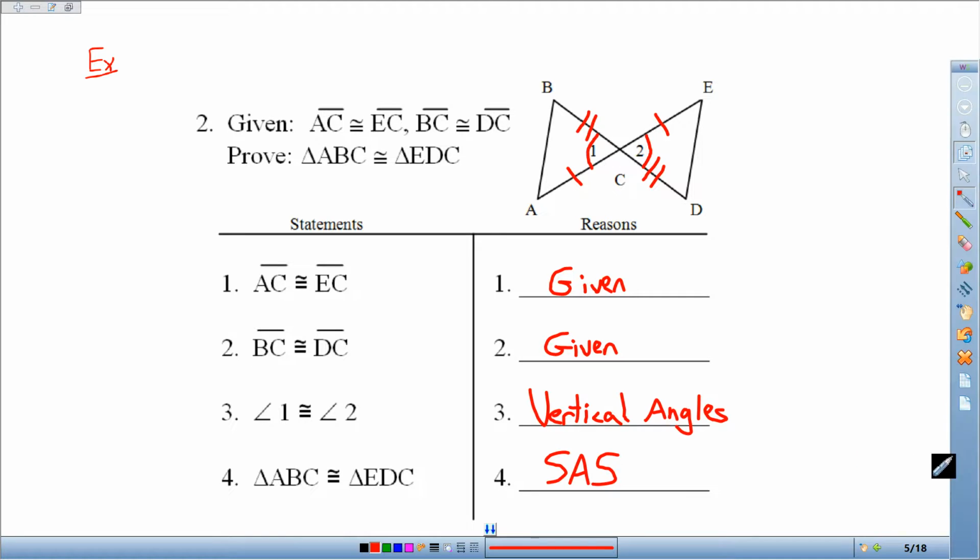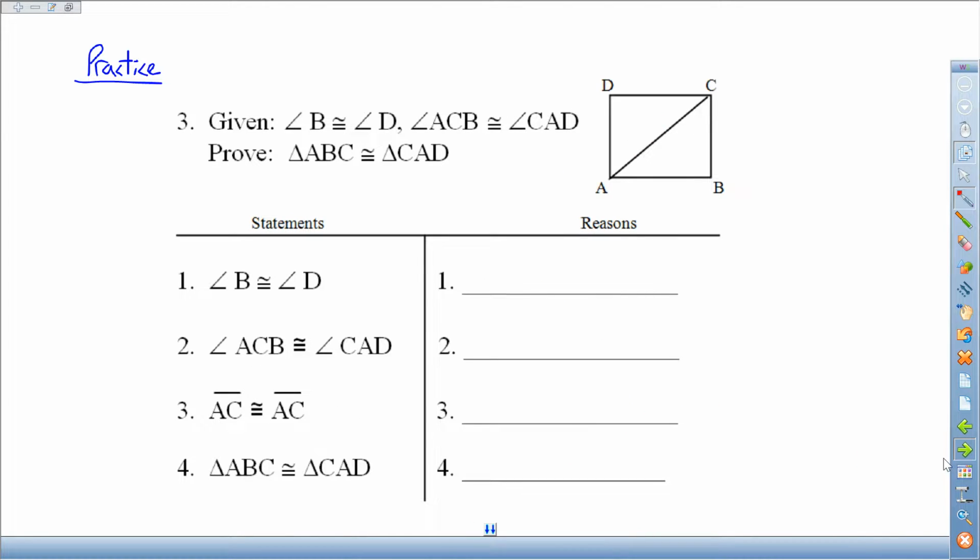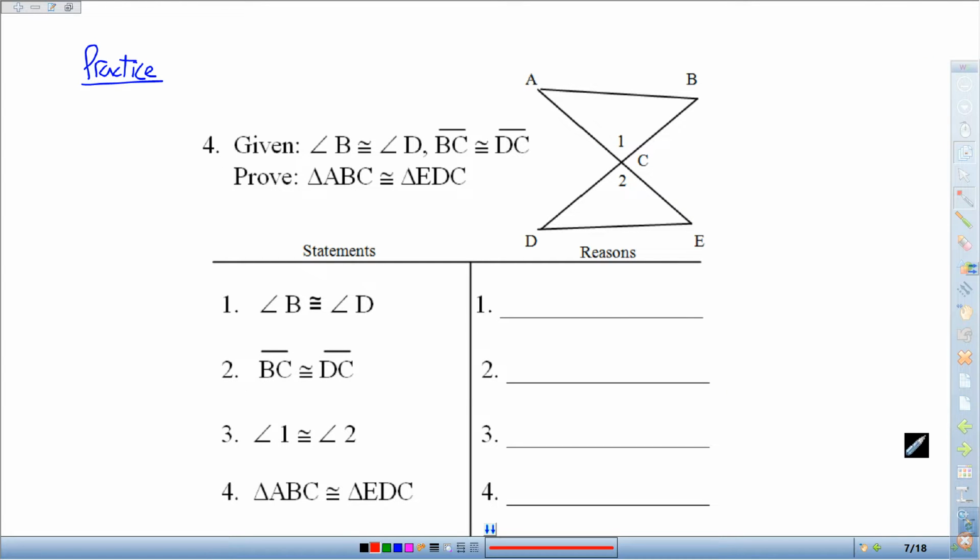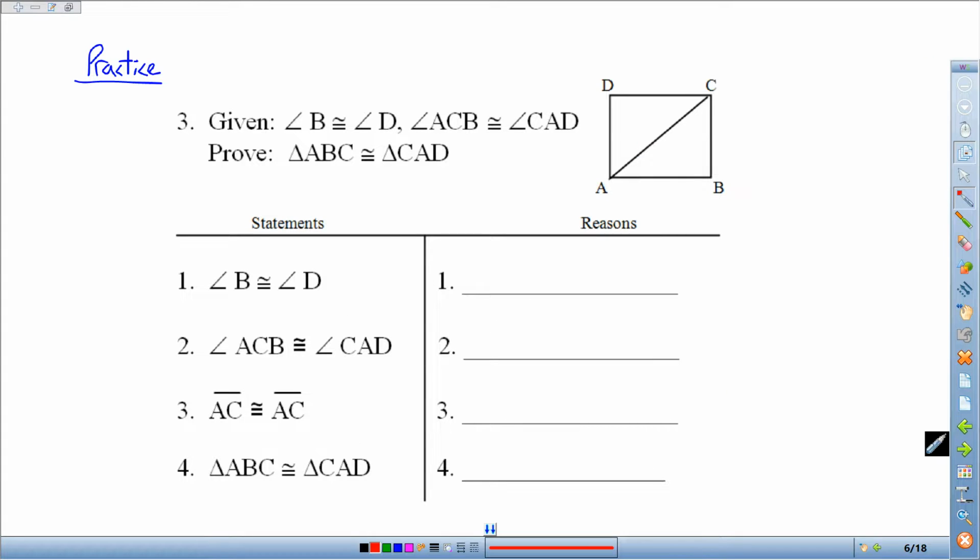With that, I'm going to have you try out a couple of these on your own, numbers 3 and 4. Start with number 3. It's a lot like the other two problems, so use those as a guide if you need to, and then we'll go over it.